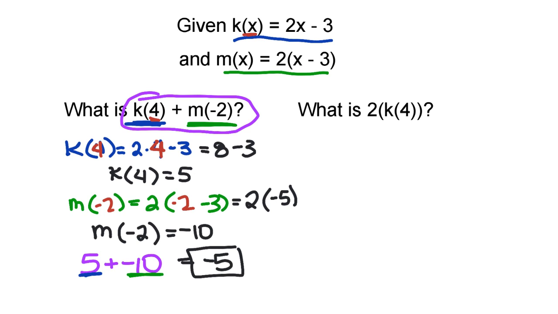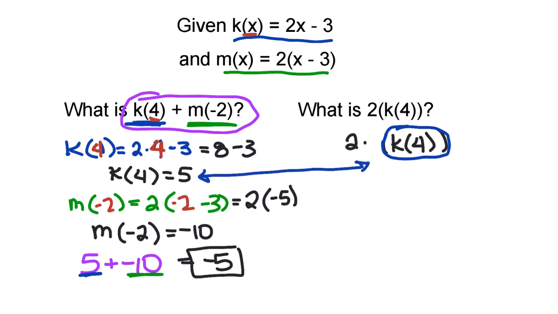And then this next one is saying to take 2 times whatever we get from k of 4. Well, we already plugged in 4 into the k function. What did we get? When we input 4 into the k function, we got 5. So I can replace that with a 5, because we already figured that part out. So now what is 2 times 5? So my answer on that one's 10.